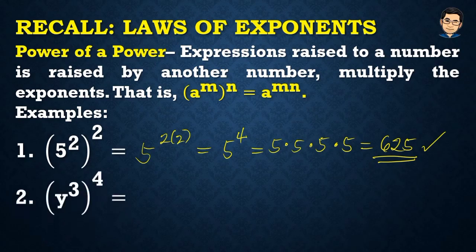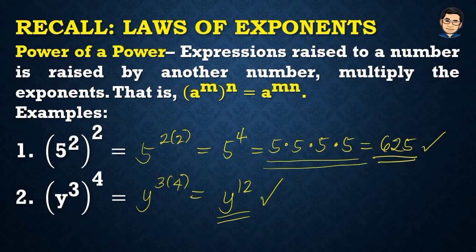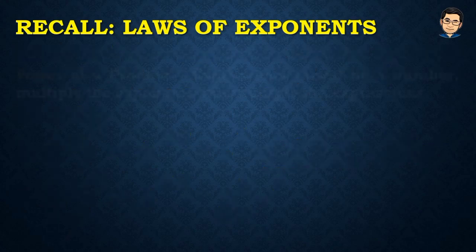Next, the quantity of y cubed raised to 4 will become y raised to 3 times 4 is equal to y raised to 12. So, this will be our final answer. So, kung isusulat natin siya, kagaya nung ito, so, 12 times natin siyang isusulat. So, let's have the third law.